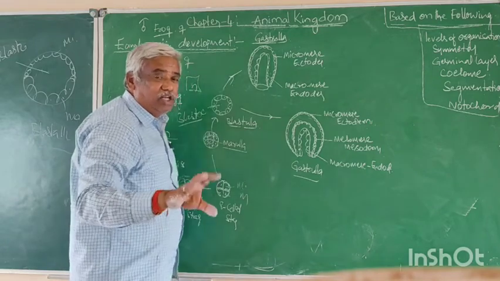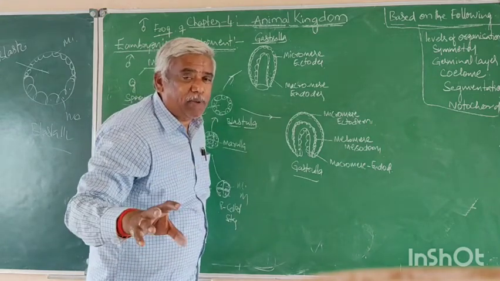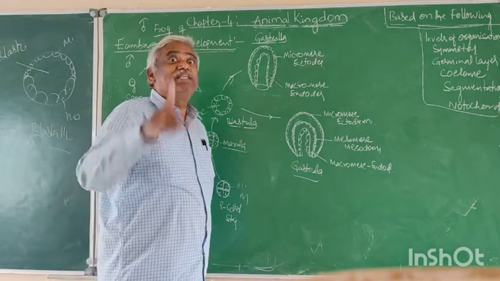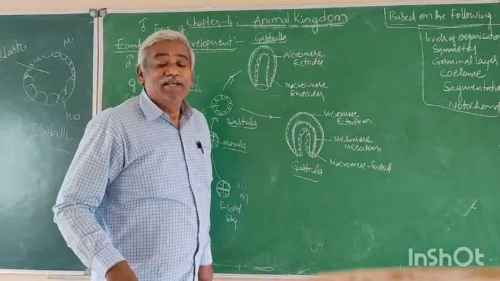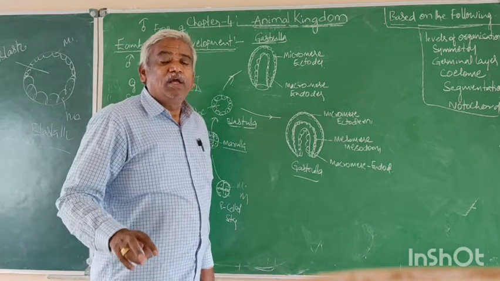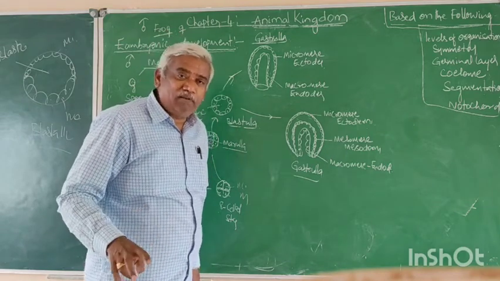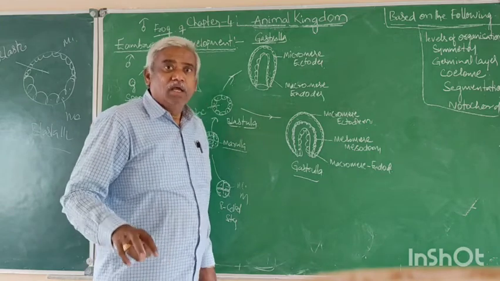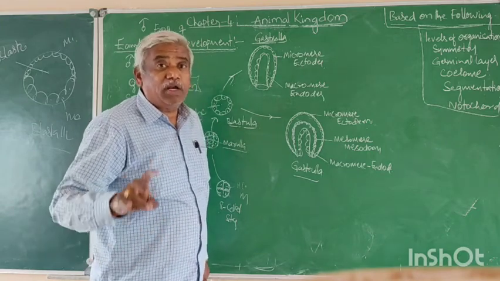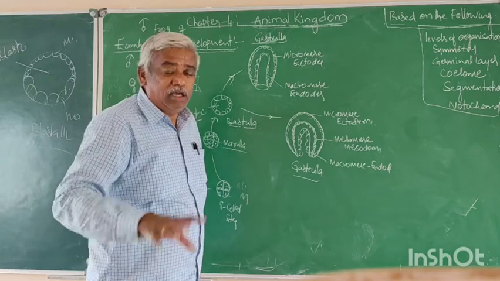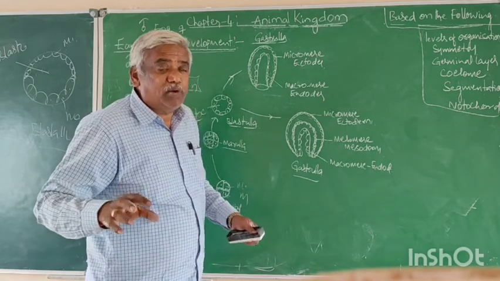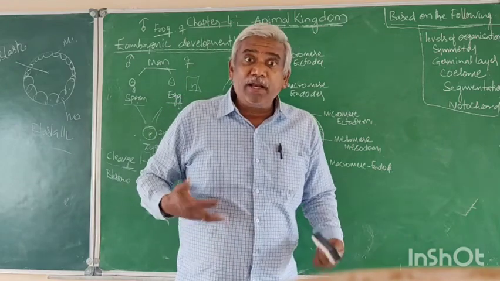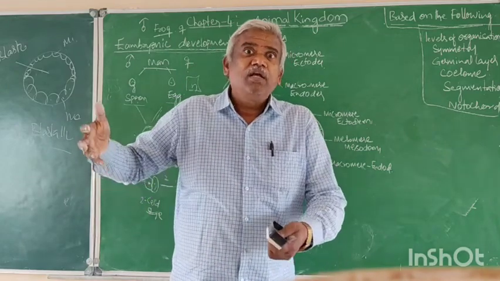These three embryonic stages are common from Porifera to man: Porifera, Cnidaria, Platyhelminthes, Aschelminthes, Annelida, Arthropoda, Mollusca, Echinodermata, Hemichordata, Chordata. In these animals, what is the embryonic development? In man, embryonic development occurs in the mother's womb.